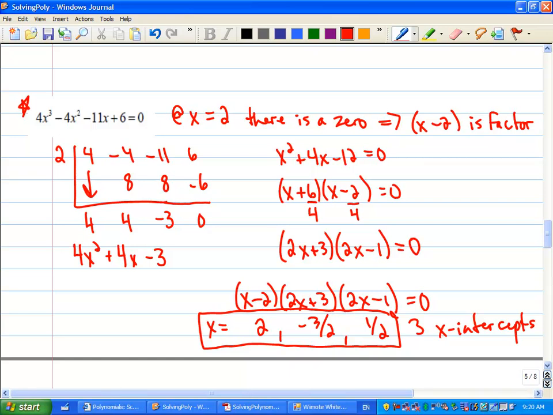Okay, so it's important for you again to realize that the values you're finding are the x-intercepts on the graph. As long as you make that connection between the two, then you're in good shape. We won't look at another one that does the same thing.